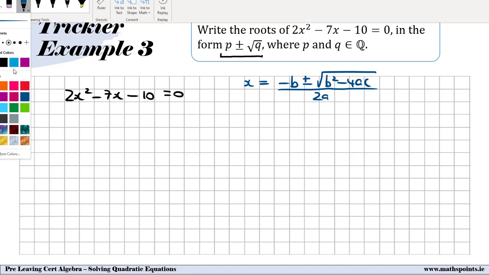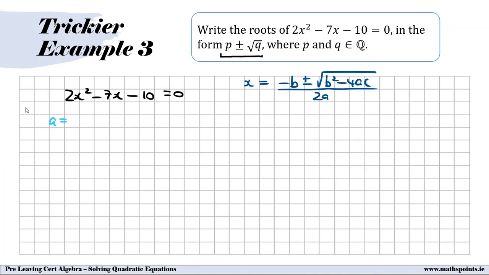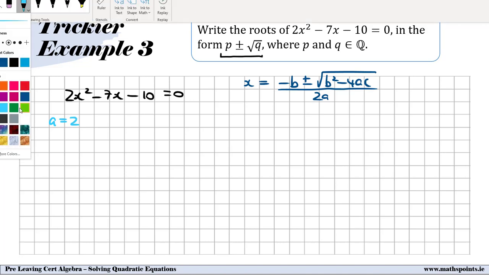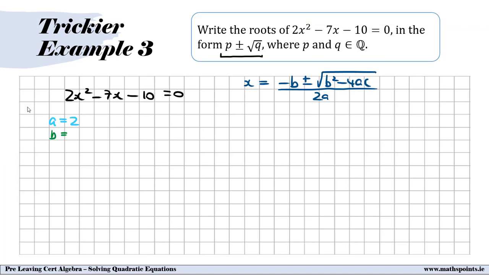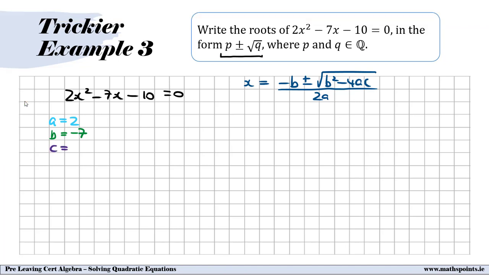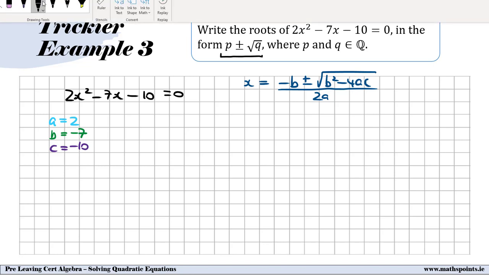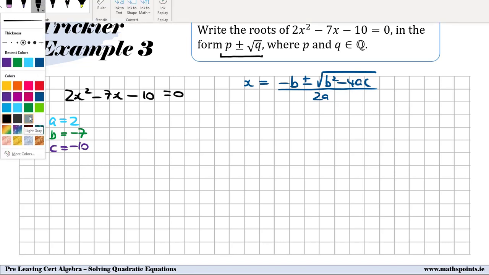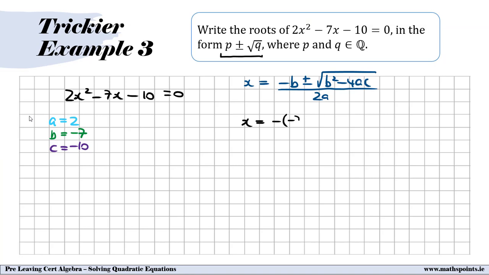What I'm going to do now is allocate a, b and c. So I'm going to take the equation and let a be the number beside the x squared term, which is 2. b is going to be the number beside the x term, which is minus 7. And c is the term independent of x, the one at the end by itself, so c is equal to minus 10. And I'm going to sub these into my minus b formula. So I have x equals minus b, which is minus 7, plus or minus the square root of minus 7 squared minus 4 times a, which is 2, times c, which is minus 10, all over 2 times a, which is 2 times 2.